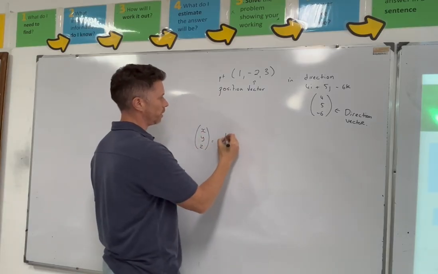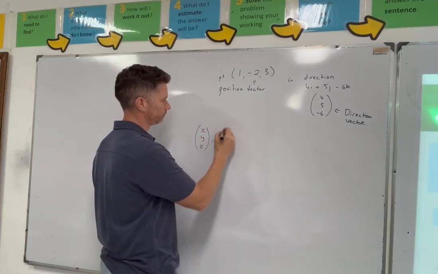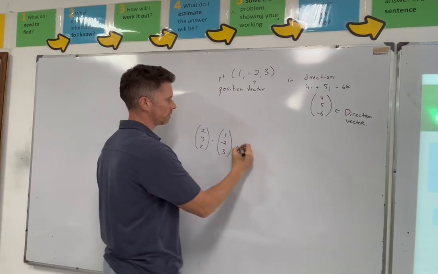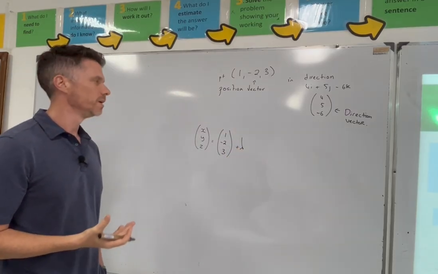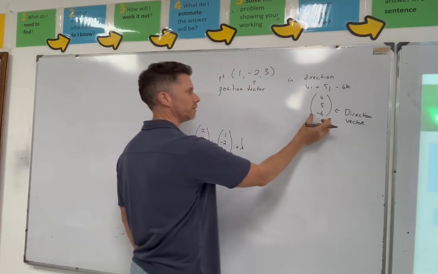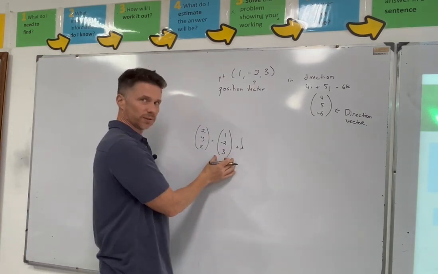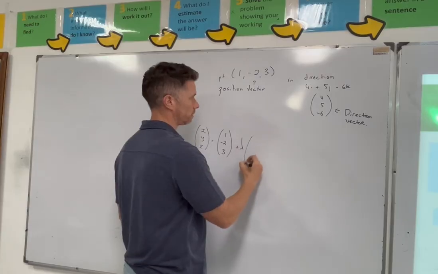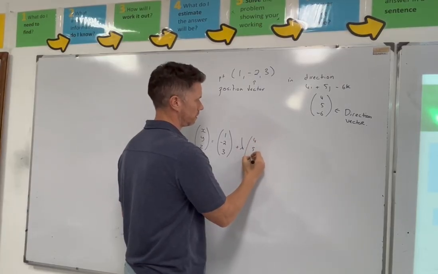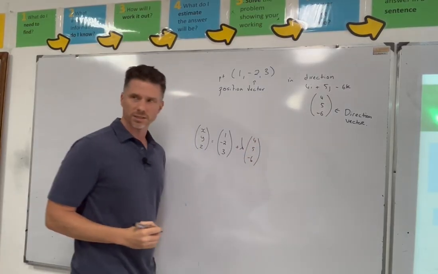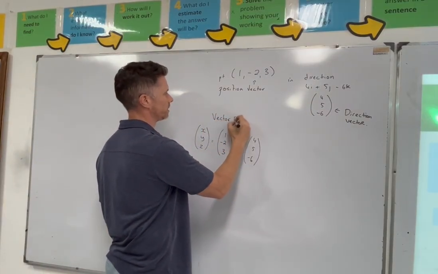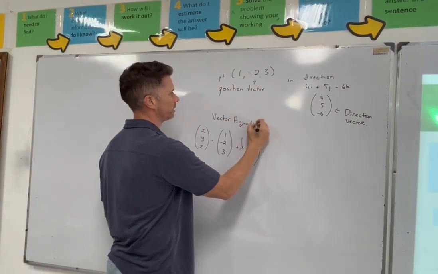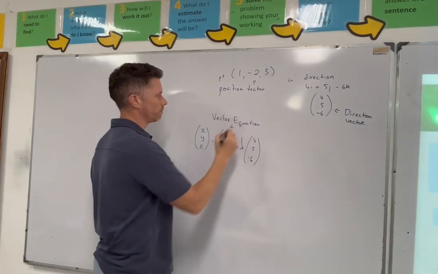We use a point. All the points along the line will be some multiplication of the direction vector, based off that point. This is called a vector equation. I'll say that again: this is a vector equation. So with this information, that forms a vector equation.